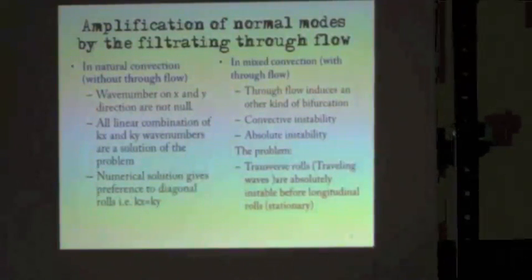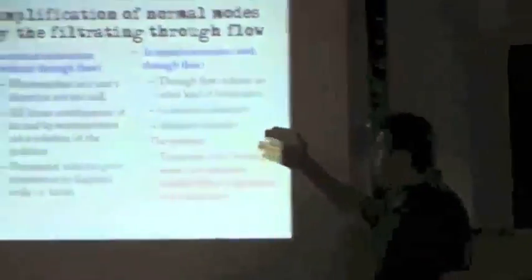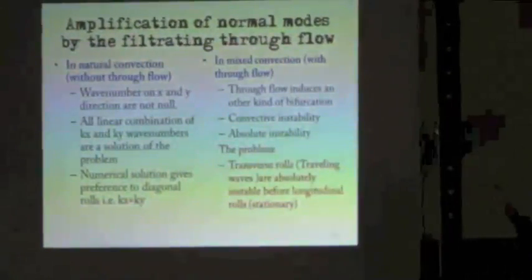What is convective instability? Convective instability is when the instability is born, and the filtrating flow takes this instability ad infinitum. So the instability is not a real instability, it's just a perturbation, a noise. But absolute instability is instability that can be amplified locally. So it's the instability which determines the real motion of the liquid.